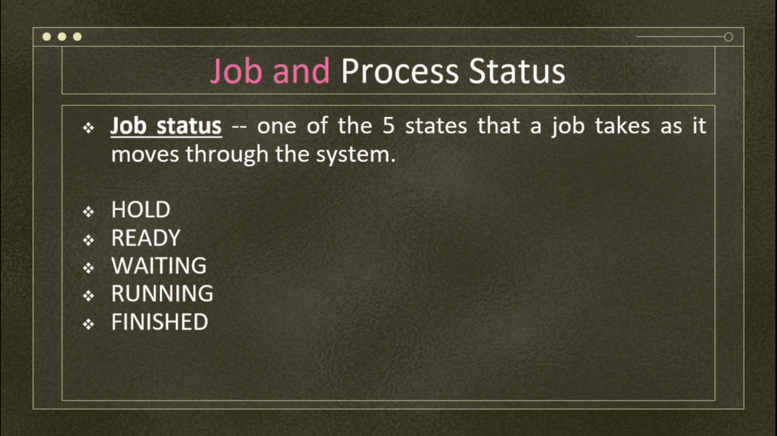Job and process status. Right from when it's created until it's terminated after execution, a process goes through various states. We are going to study these states and why the process transits from one state to another. There are 5 states a job takes as it moves through the system: hold, ready, waiting, running, and finish.